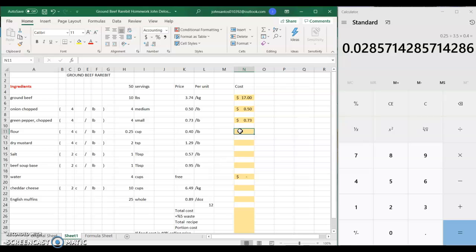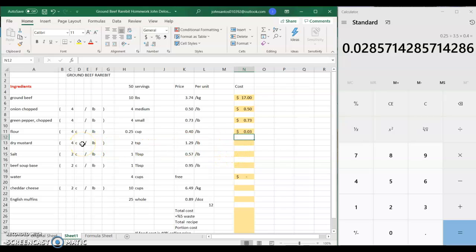So create a formula, open parenthesis, you divide 0.25 cups by 4 cups, which then will give us the amount in pounds. Again, this is just the conversion part. So close parenthesis, multiply it by the price, which is 40 cents per pound. And that will give us 0.03.